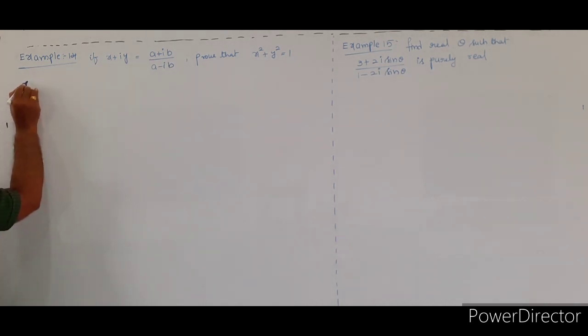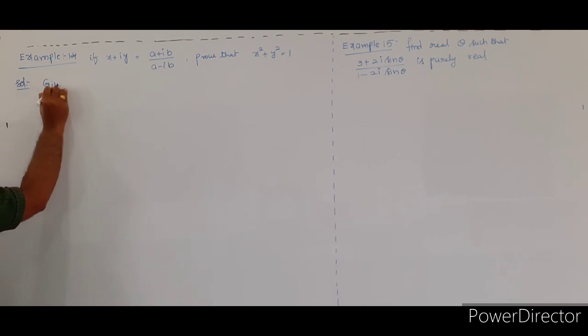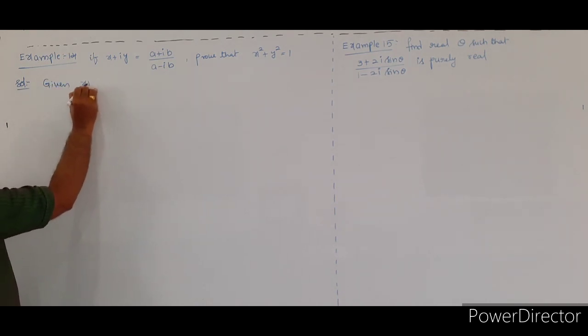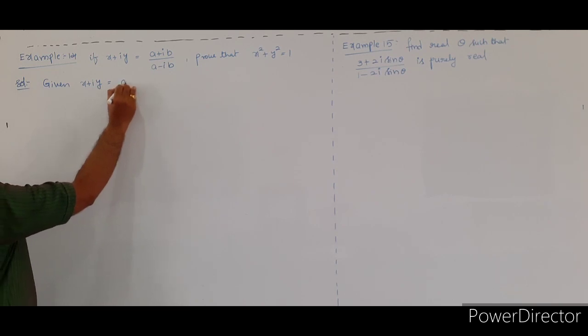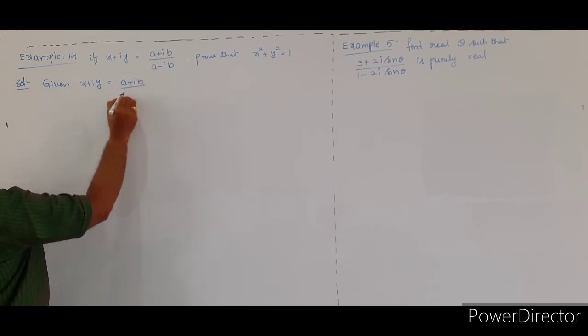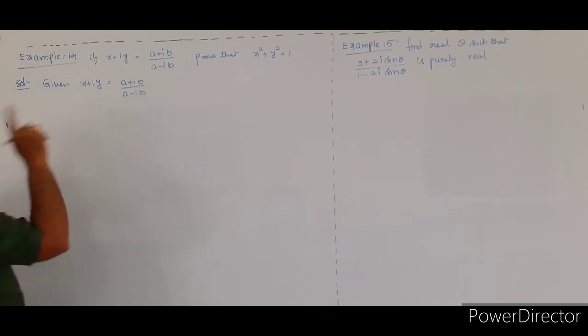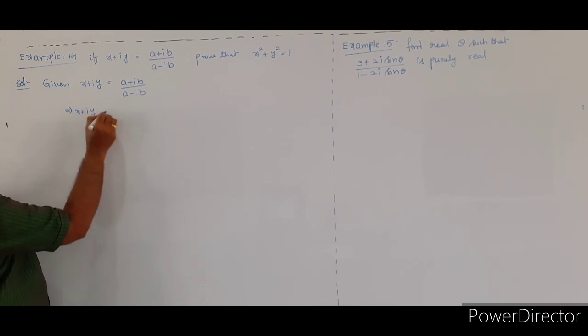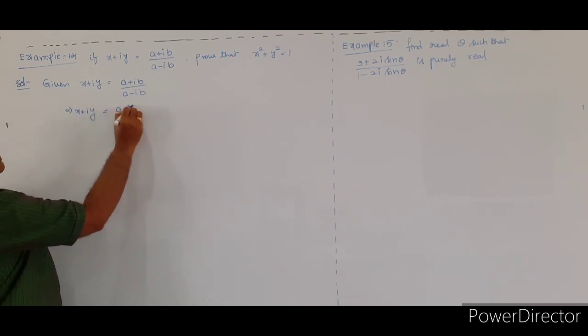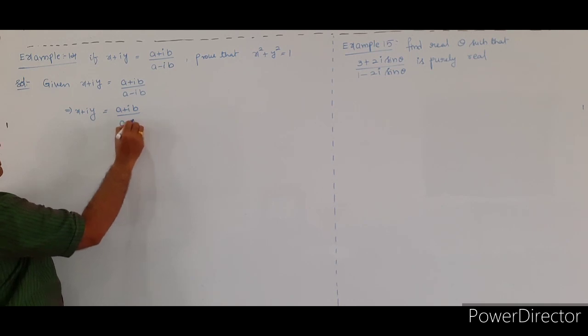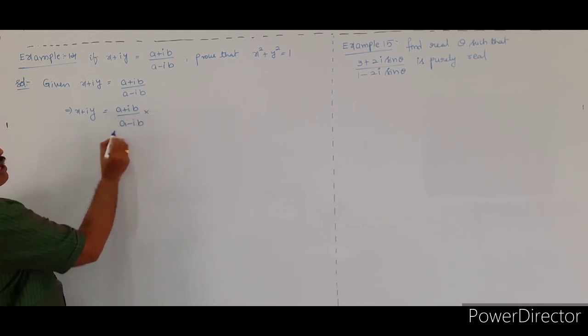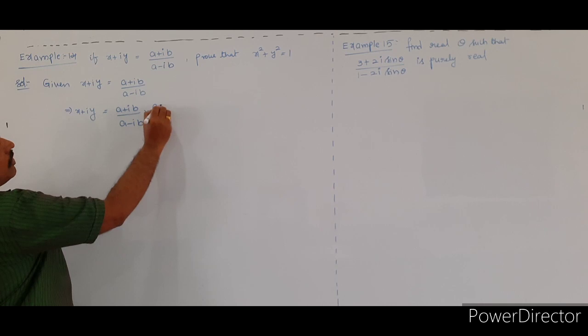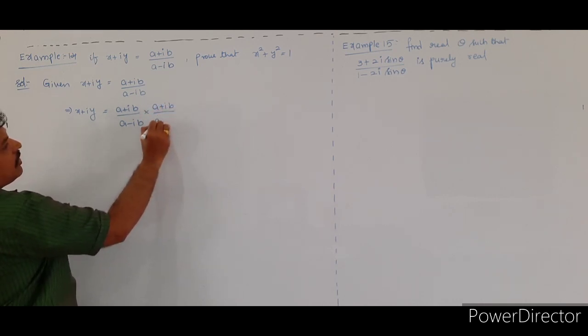So what I am going to take first: see that one here, the given. What they have given is x plus iy is equal to a plus ib by a minus ib. This is the condition they have already given. So that implies x plus iy is equal to a plus ib by a minus ib. In the denominator a minus ib complex number is there, so I will multiply and divide with a plus ib.